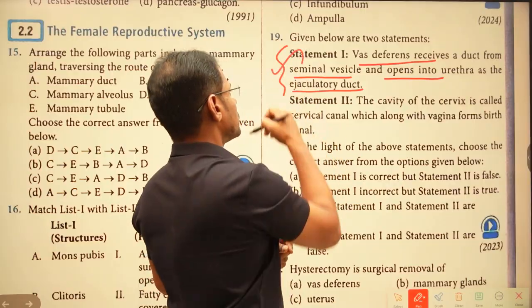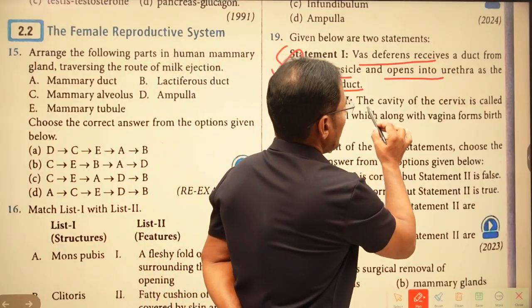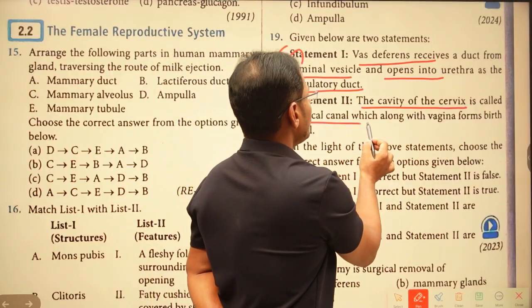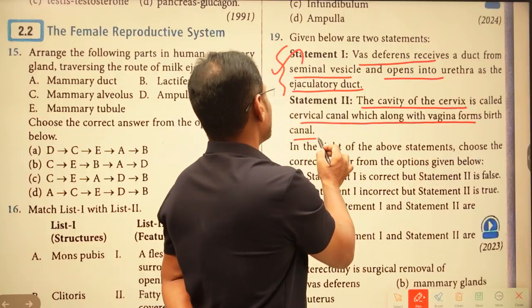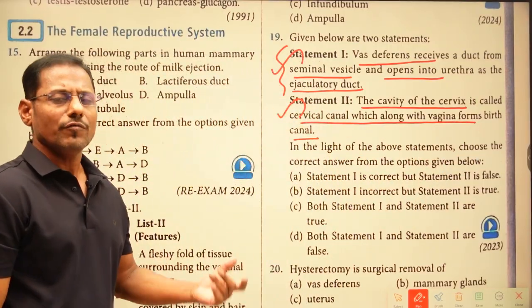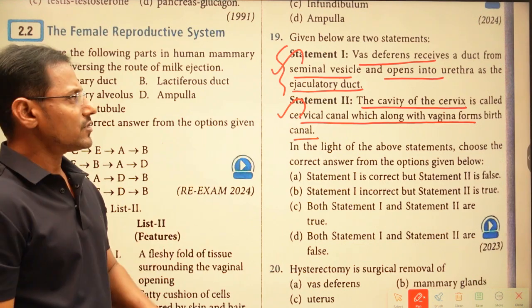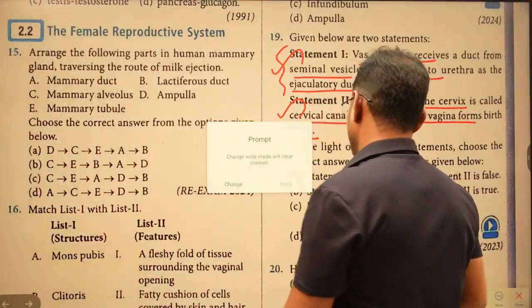Now this statement is right. And the second statement: the cavity of the cervix is called cervical canal, which along with vagina forms the birth canal. So this statement is also right. Just now we discussed it in the lecture, right? So both the statements are right statements only.